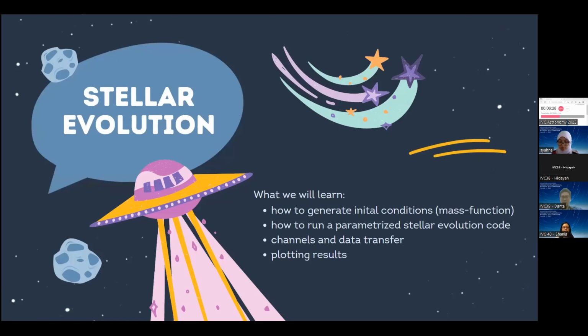Okay. Hello, can you hear me? Okay, now we move on to stellar evolution. So in this section, we will learn how to generate the initial condition, which is the mass function, and how to write a parameterized stellar evolution code, channels and data transfer, and plot the results. Next.